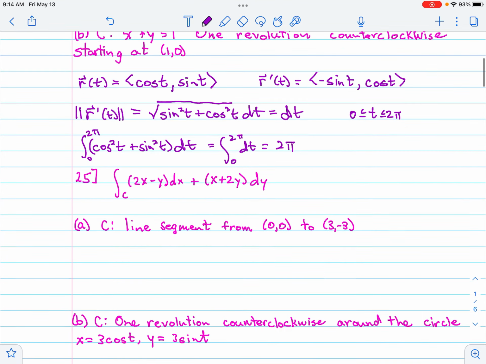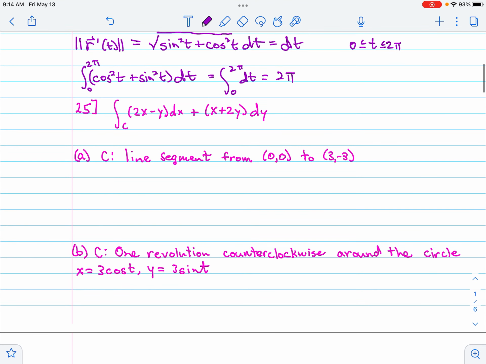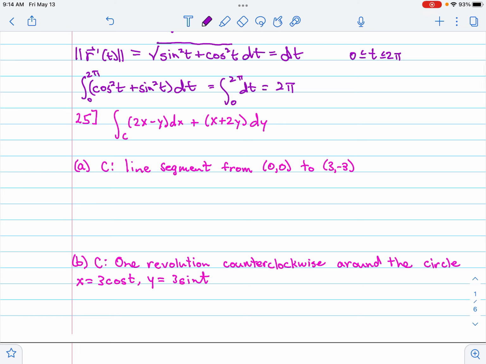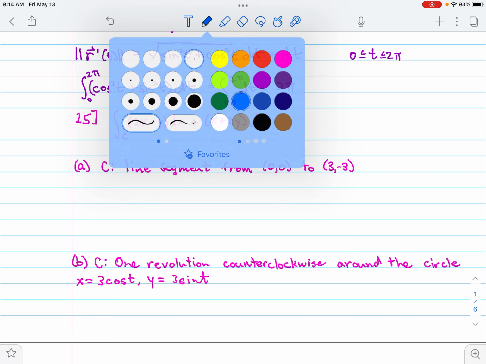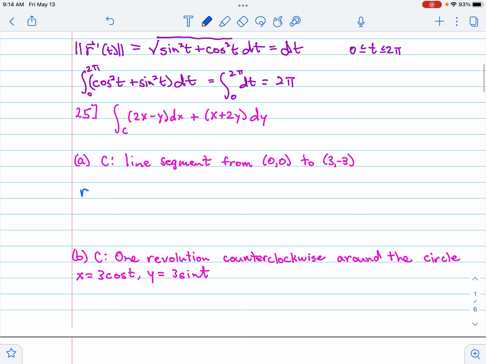Okay, now let's jump down here to another one, number 25. We've got a line integral, and our path here, the c, is a line segment from 0, 0 to 3, negative 3. So let's see if we can figure that out. So we'll have our path. I guess this is just going to be 3t, negative 3t. See? And t goes from 0 to 1.